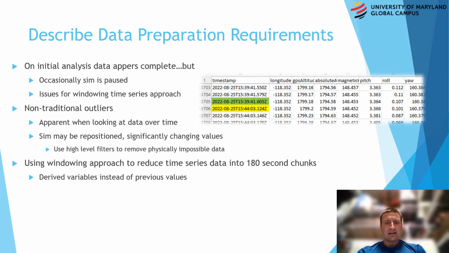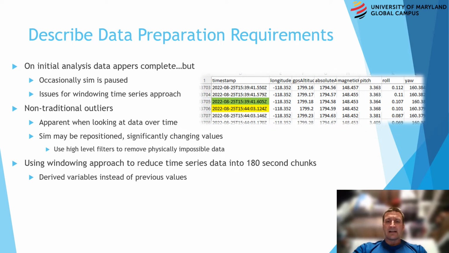There's also non-traditional outliers. Another thing that's commonplace in sims is to pause the sim and then drag the aircraft or rotorcraft to a different location. So what could happen here is the time could be fairly compressed, and then the sim might be repositioned significantly, which could change a lot of the values significantly right away. Basically, I can use high-level filters to remove the physically impossible data. So if an aircraft moved in excess of a certain distance over a short period of time, it could be deemed impossible, just based upon physics. So that data there could be removed and then continue from there.